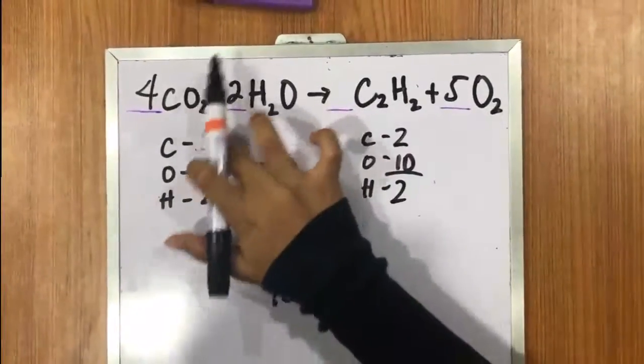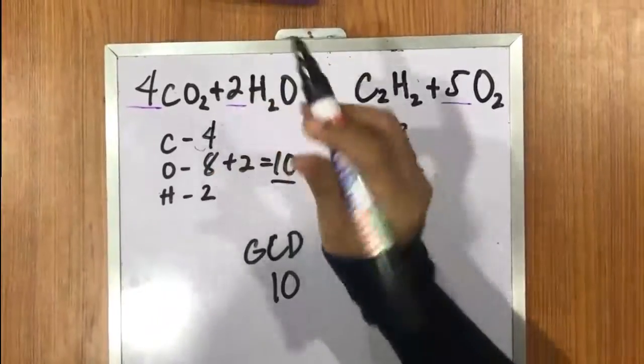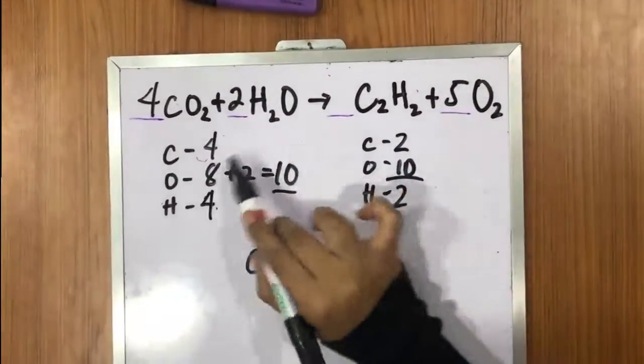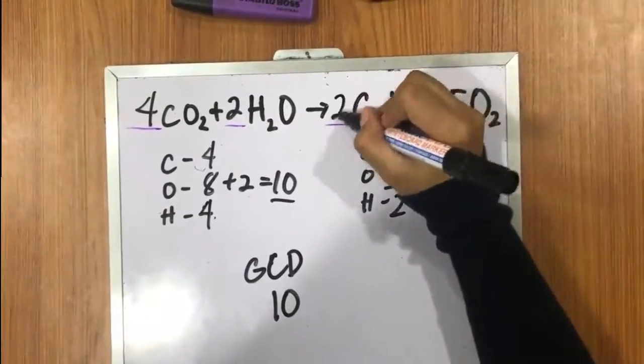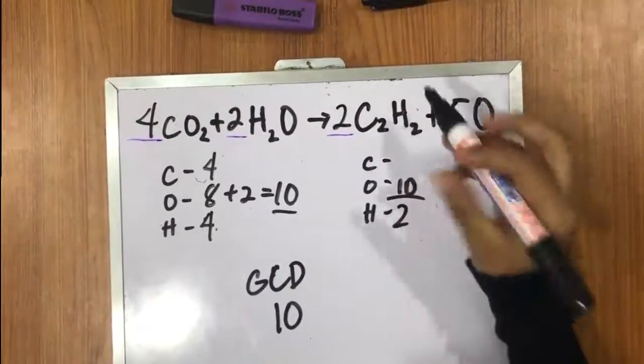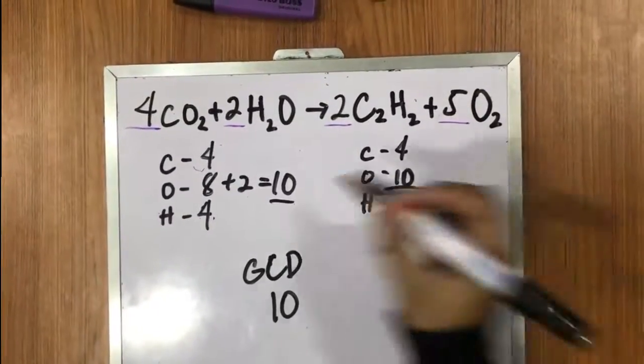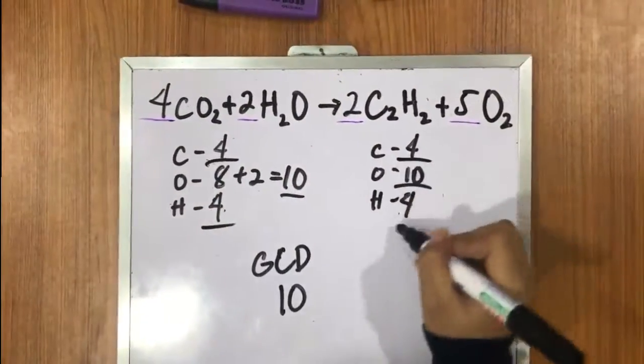Because of that, carbon turns to 4 as well as hydrogen. Now, we could just add a coefficient of 2 on this side to make it equal as well. And there you have it. Our equation is equal.